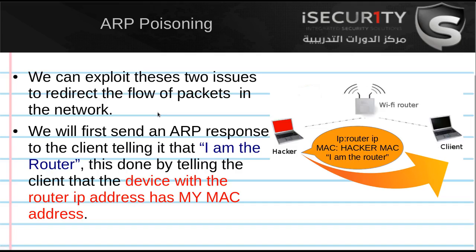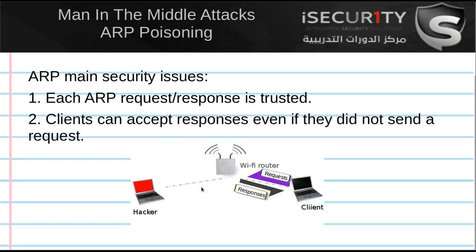So let's have a deeper look at how this man-in-the-middle attack works. It's going to work using a technique called ARP poisoning or ARP spoofing. This is done by exploiting the two security issues that we talked about in the previous slide. That's a typical Wi-Fi network, and we can see that when the client requests something, it will send the request to the router, and then the router will get the response from the internet and come back with the responses to the client.